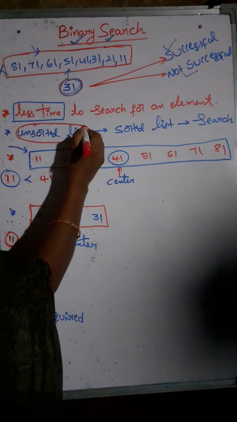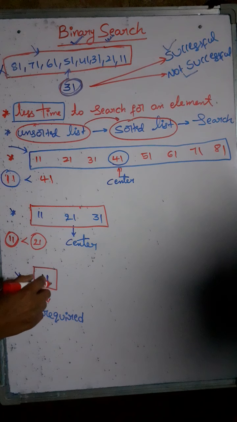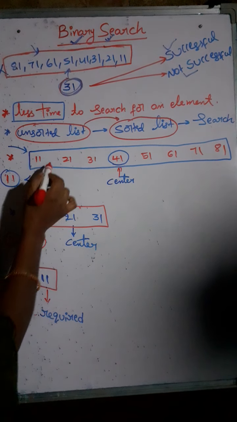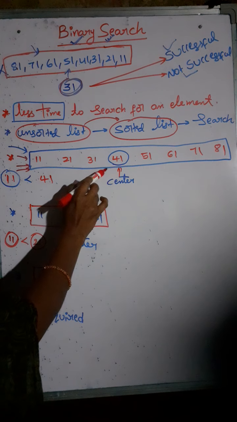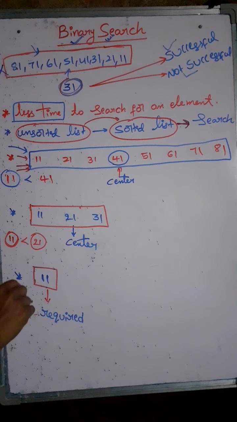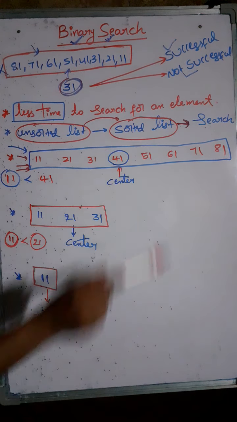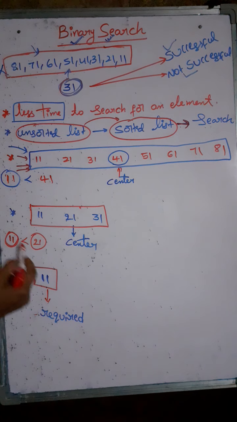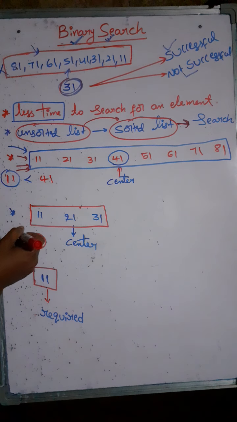So in order to apply the binary search method, first we should convert the unsorted list into a sorted list. This is the unsorted list and after conversion this is the sorted list. After converting to a sorted list, then you can apply the binary search method to search for a particular element. So if they have given any unsorted list, first you should convert it into a sorted list, then you can apply the binary search method. I'll explain the steps in the binary search method with the help of an example.